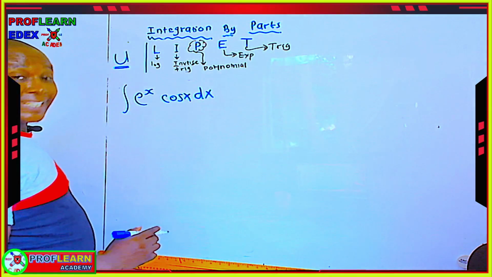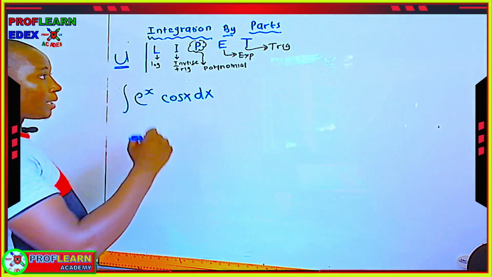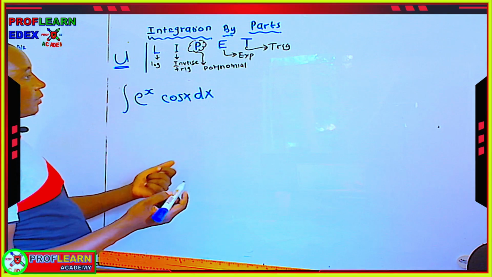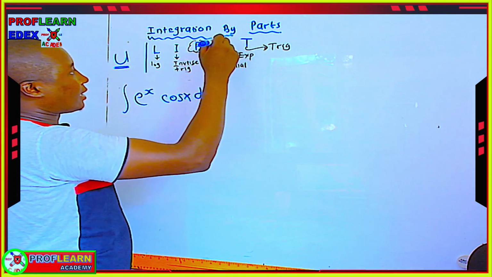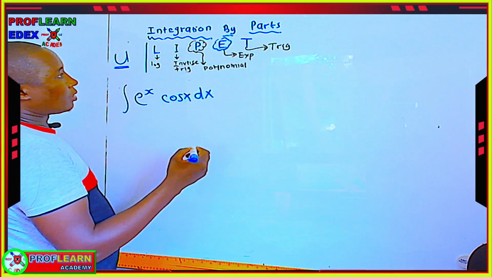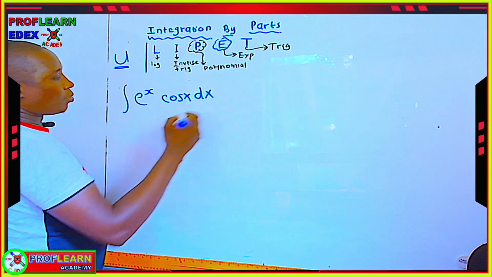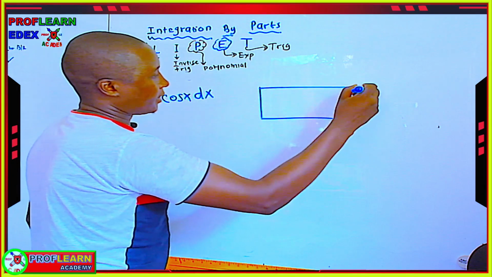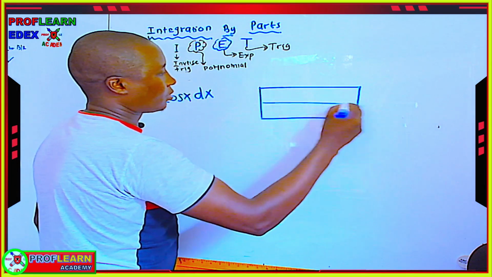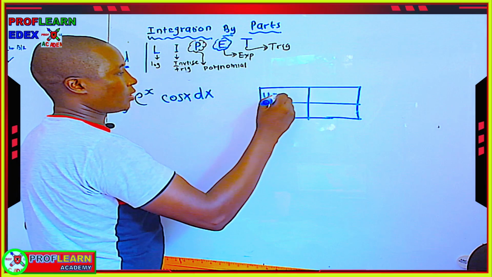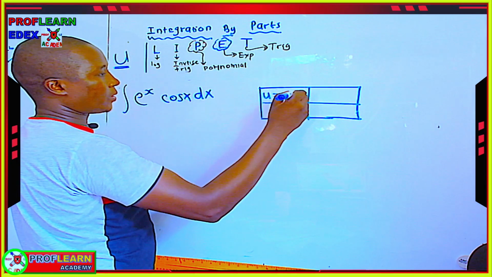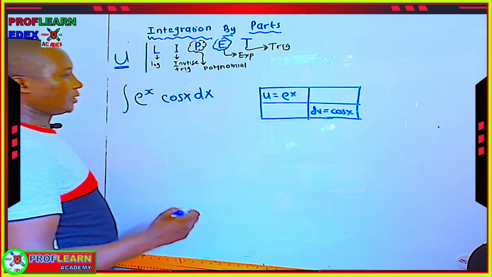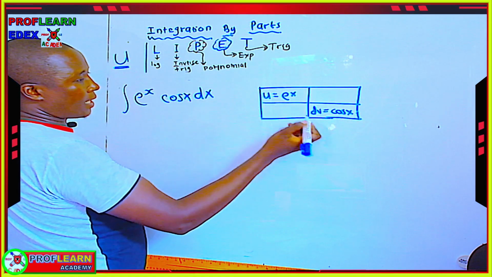But I'm going to show you the easy way you can do it, by integration by parts. We have an exponent, we have a trigonometric function. Which one comes first? We have the exponent coming earlier here. So in our integration, we are going to say that our u is going to be equal to e^x. And our dv is going to be what? cos x, right?